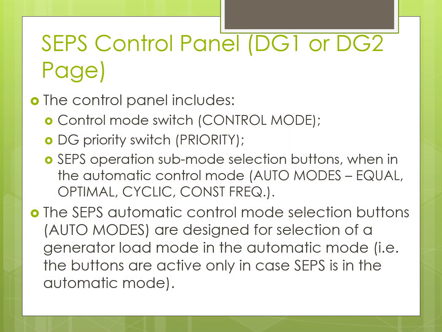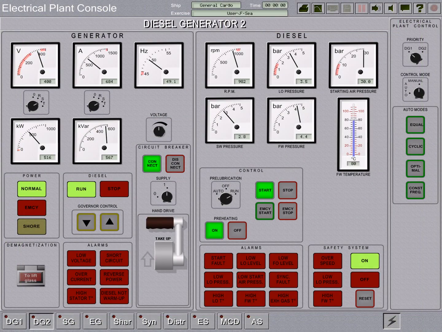SEPS Control Panel. The control panel includes Control Mode Switch, DG Priority Switch, SEPS Operation Sub-Mode Selection buttons when in the automatic control mode. The SEPS Automatic Control Mode Selection buttons, Auto Modes, are designed for selection of a generator load mode in the automatic mode. In general, the buttons are active only in case SEPS is in the automatic mode. SEPS Control Panel, DG2 page.